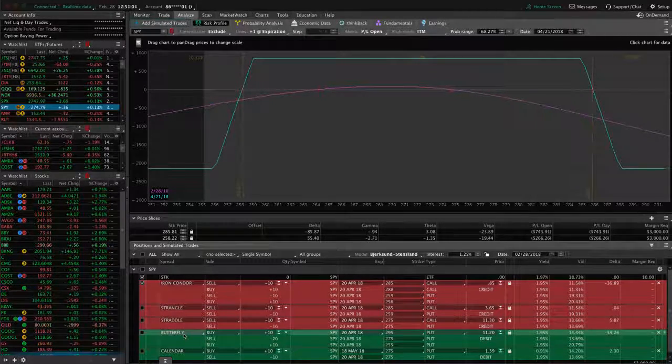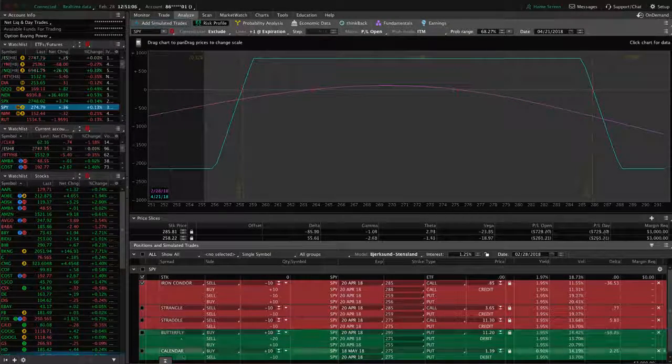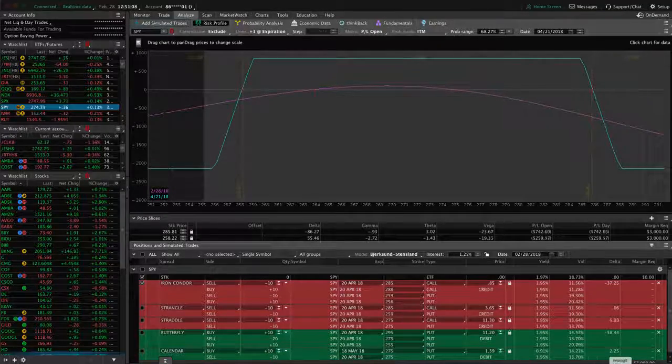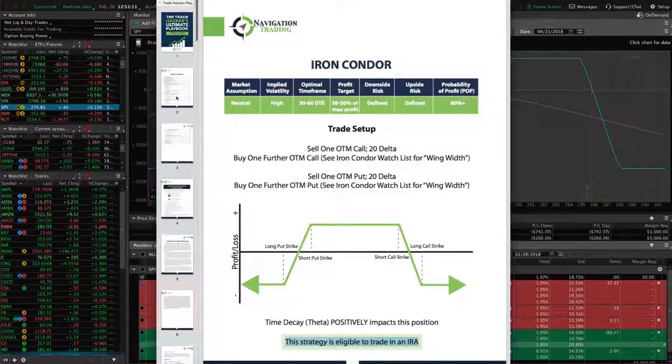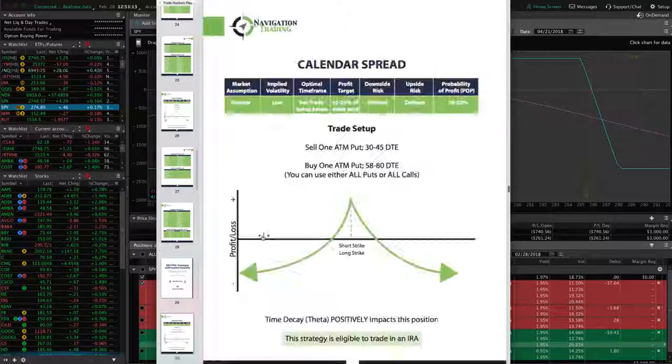and butterflies. But what if implied volatility is low? Then what kind of strategy can we use? Now that's where the calendar spread comes in. So let's go back to our ebook and reference the calendar spread, and this is what that looks like. So again, our market assumption is neutral, but this is where we want to enter these trades when implied volatility is low. We're looking for a profit target of 15 to 25% of the debit paid, and similar to a butterfly or an iron condor, our downside risk is defined as well as our upside risk is defined.